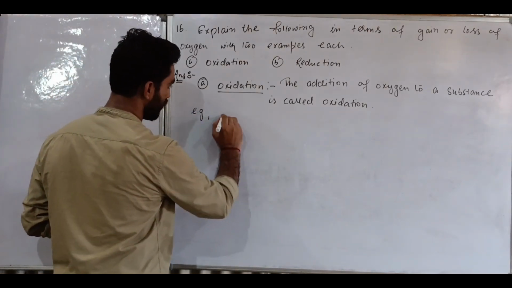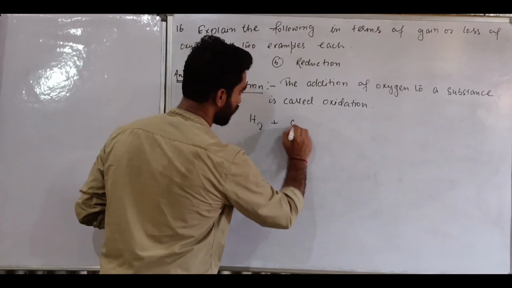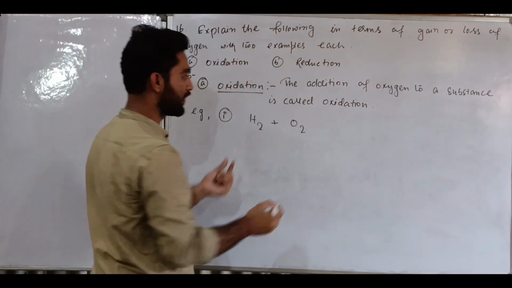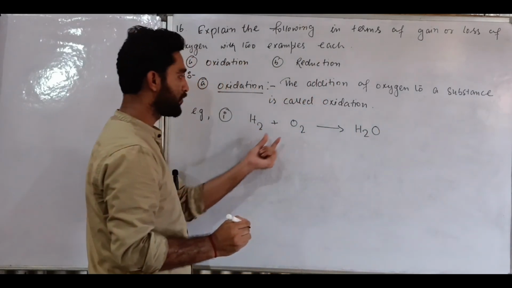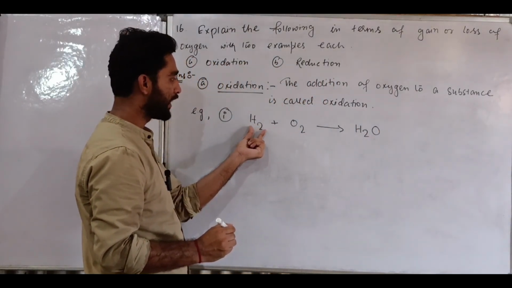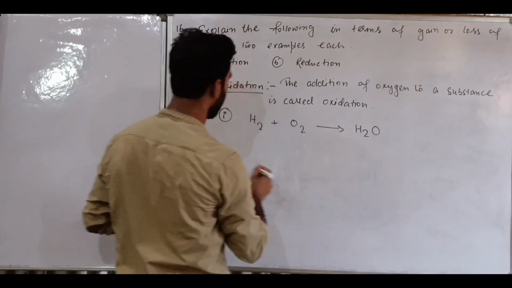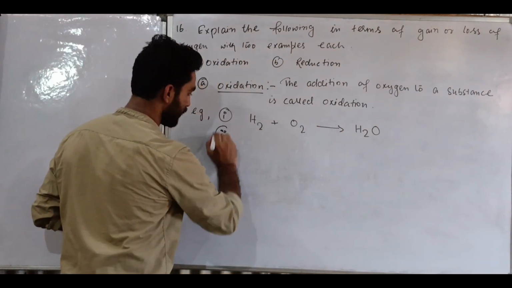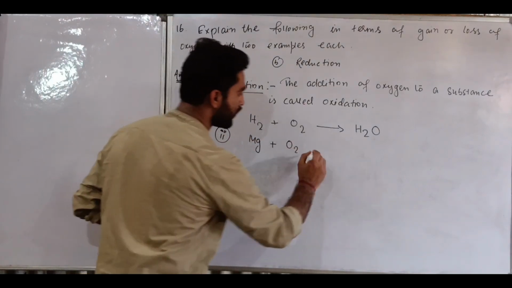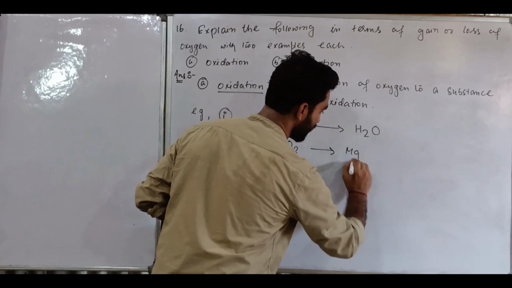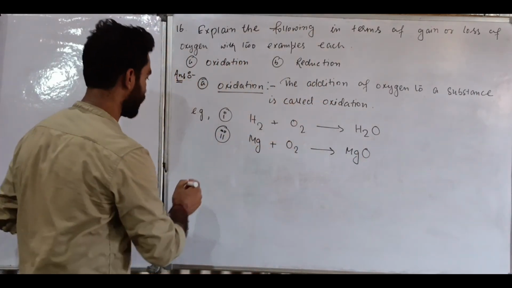Example, hydrogen reacts with the oxygen. They will form H2O. Here you see the oxygen gets added to the hydrogen. So this addition of oxygen is called oxidation. Then we can write magnesium reacts with the oxygen. It will form magnesium oxide. It is also example of the oxidation reaction.